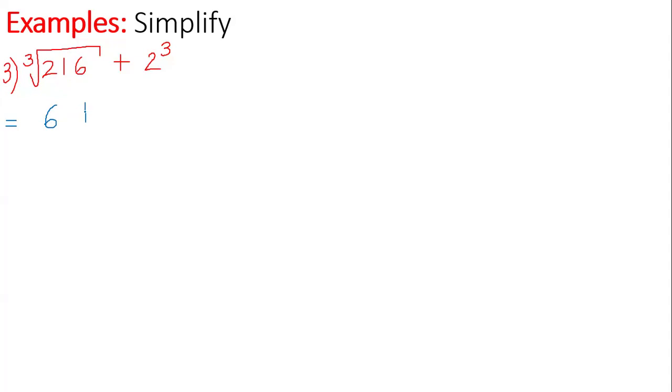Plus, we have 2 cubed. What is 2 cubed? That's going to be 2 times 2 times 2. And what is 2 times 2 times 2? Is it 6, 8, or 16? It's 8. 2 times 2 is 4, and 4 times 2 is 8. Sure? It's 8. Positive.